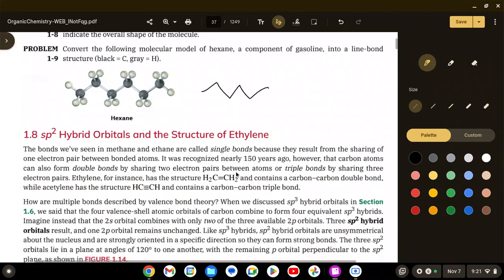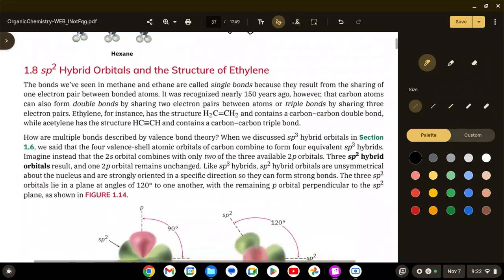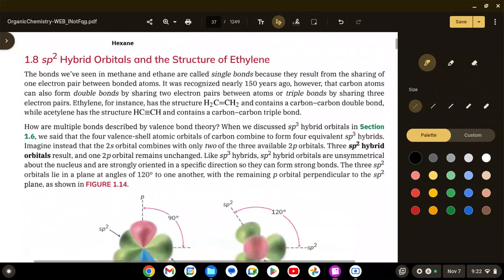Done. Okay. 1.8. sp2 hybrid orbitals in the structure of ethylene. The bonds we've seen in methane and ethane are called single bonds because they result from the sharing of one electron pair between bonded atoms. It was recognized nearly 150 years ago, however, that carbon atoms also form double bonds by sharing two electron pairs between atoms, or triple bonds by sharing three electron pairs.